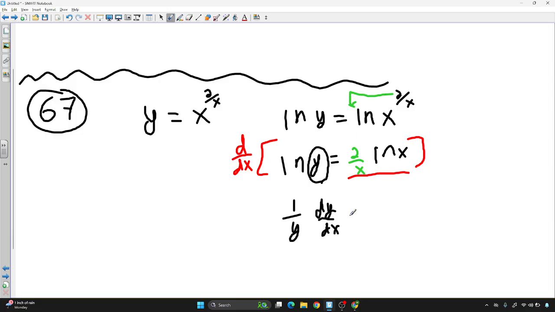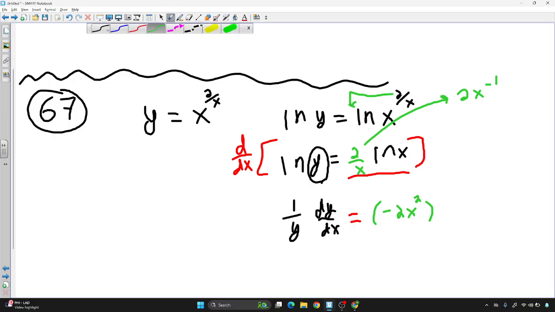All right, so let's derive this part. So now this is a product rule. We could probably just think of this as 2x to the negative 1. So the derivative of the first would be negative 2x to the negative 2 times the second.